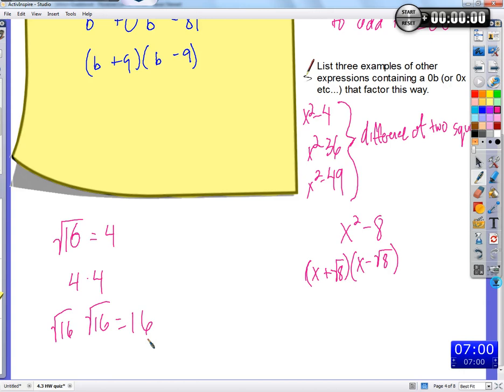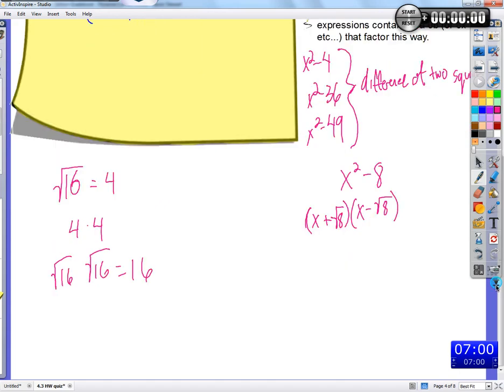We're taking that number that when you multiply it by itself gives you 16. We're multiplying it by itself, so we should get 16. Same with 8. You multiply the square root of 8, a number that when you multiply by itself you get 8, times that same number, you should get 8. Okay, I'm going to write that down. I'm just going to move it up. I'm not going to get rid of it.